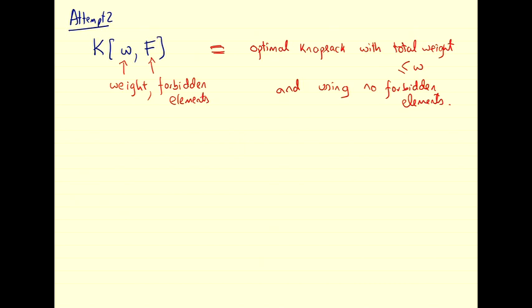In fact, you can write a recurrence relation with this. Because now with this you can say, if I take out one more element, then that becomes forbidden and my weight decreases. So this seems like a full set of subproblems. What's the issue with this? What's the issue with this?